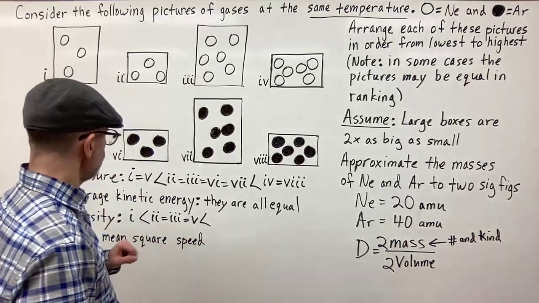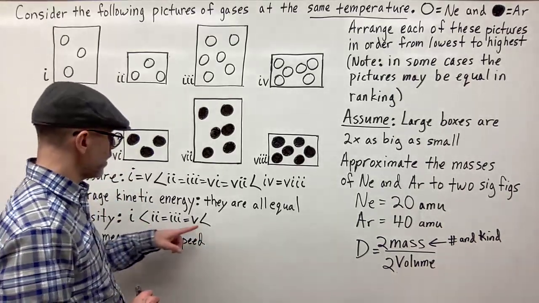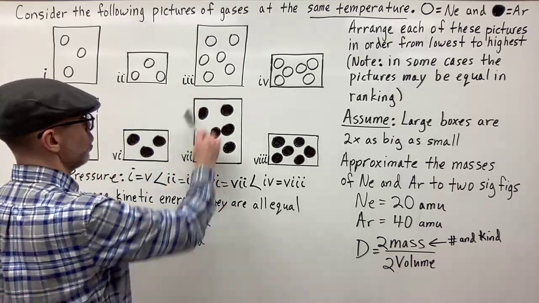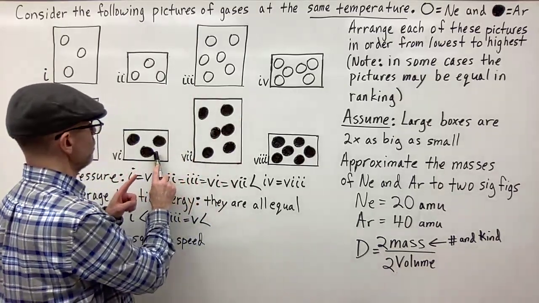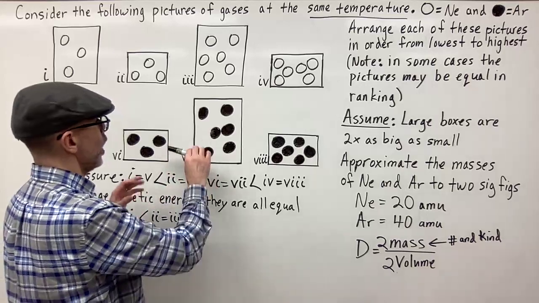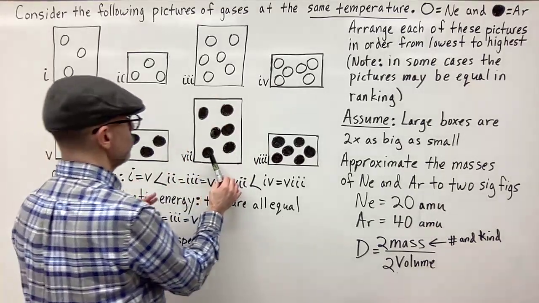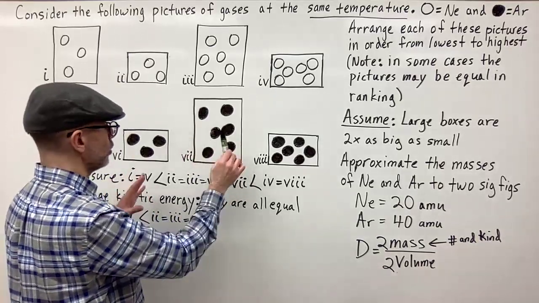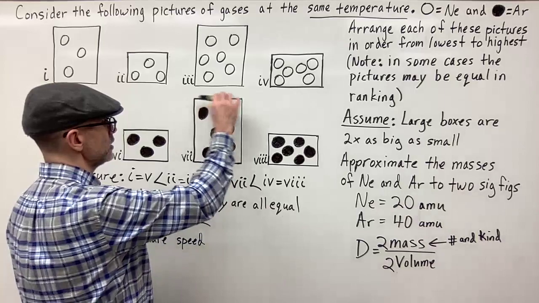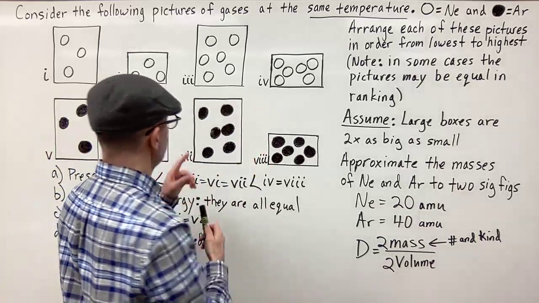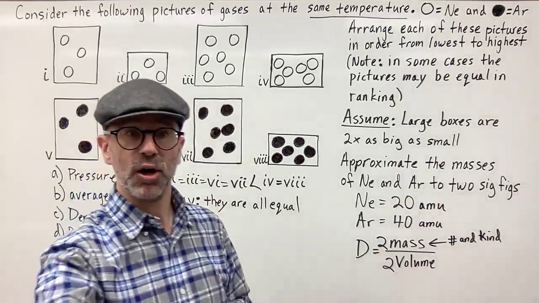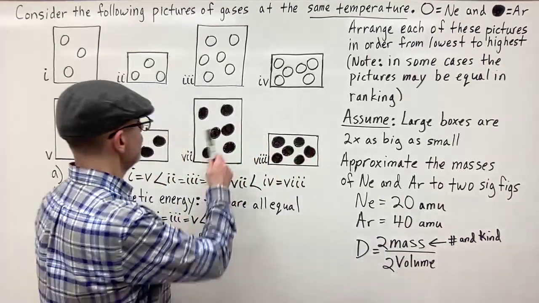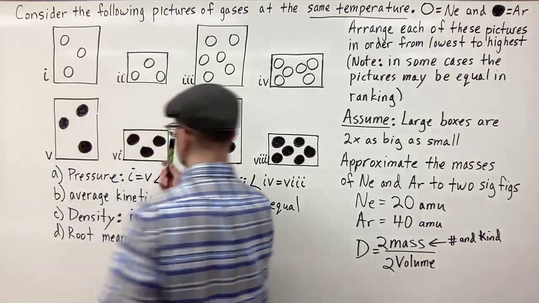Okay, so what's next? So here we have this one, right? So going from this one to this one, we have a greater volume, right? But we also have more particles, right? So we increased the volume, but we also increased the number of particles. So that one's going to be more dense. But here, okay, let's look at this one also.